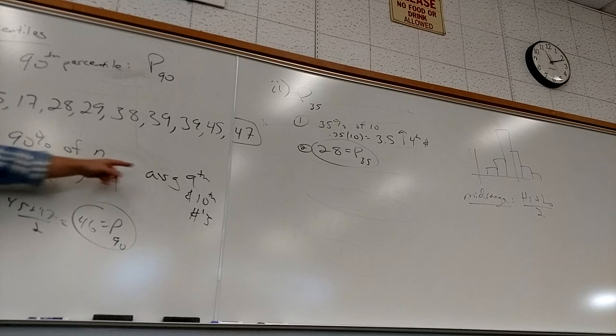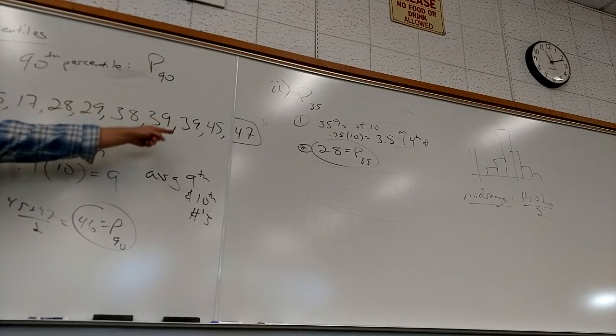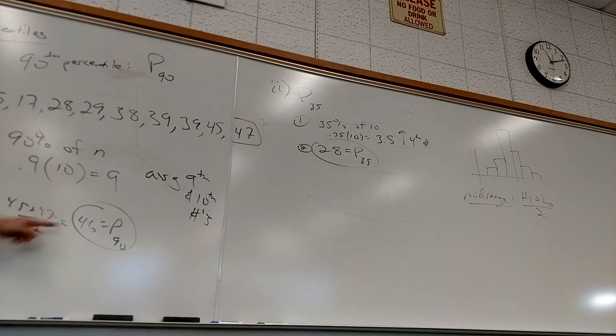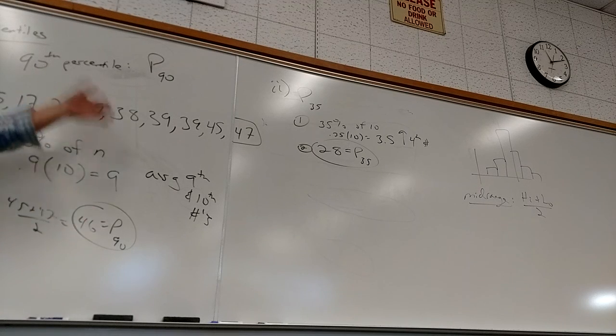Oh, because you average the 9th and 10th numbers. The 9th number is 45, the 10th number is 47. When you do this, you get 46. That's right in between 45 and 47.